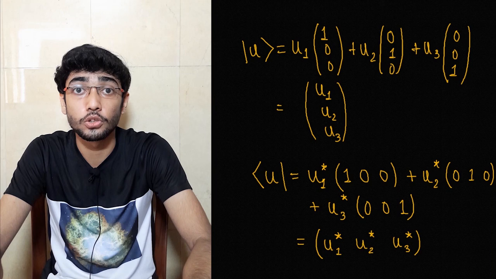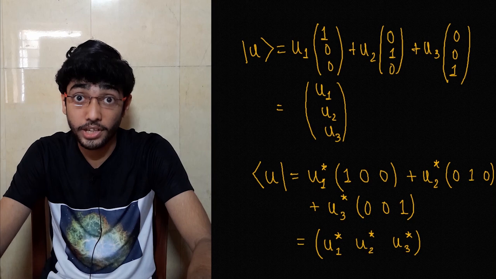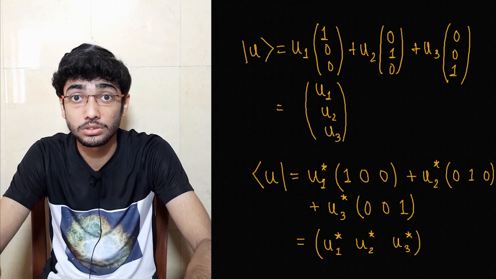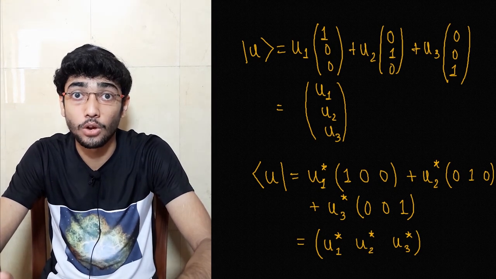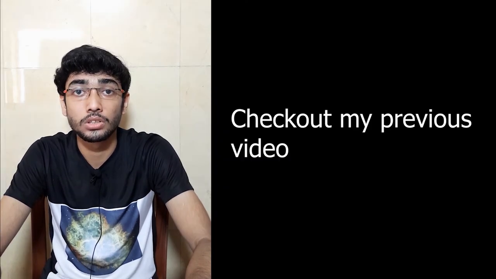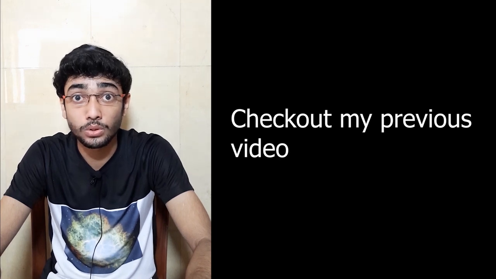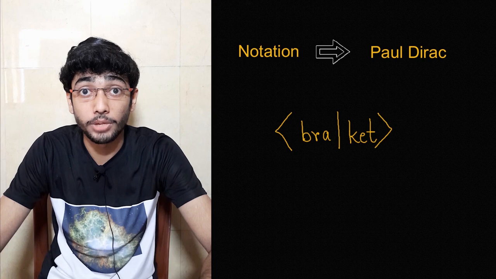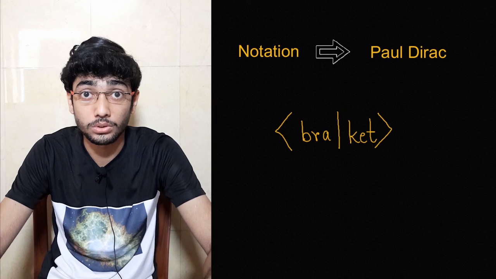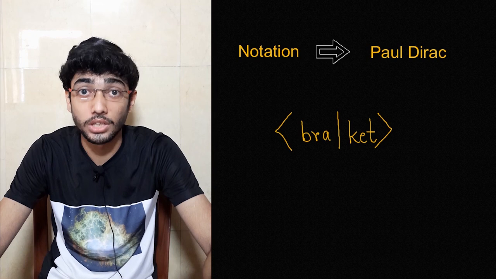Now let's take a ket vector u equals a column matrix of entries u1, u2 and u3. To transform that ket vector into a bra vector, we take the complex conjugate of the coefficients of the basis vectors. So now bra vector u equals a row matrix with entries equal to u1 star, u2 star and u3 star. If you do not know how to take a complex conjugate of a complex number, then please check out my previous video. This notation of vectors in quantum mechanics was the idea of the British physicist Paul Dirac and is known as the bra-ket notation. The left side, the row vector, is the bra and the right side, the column vector, is the ket.